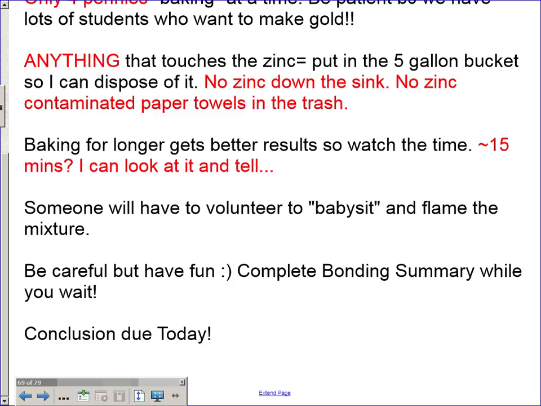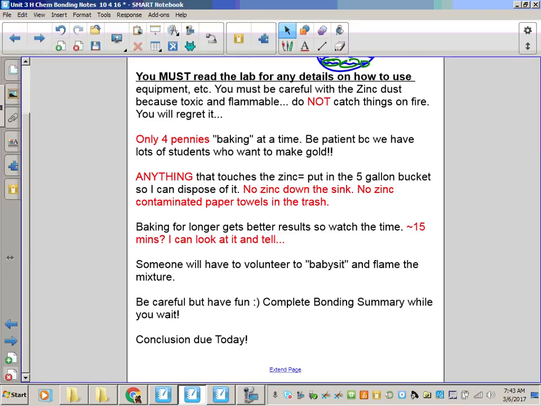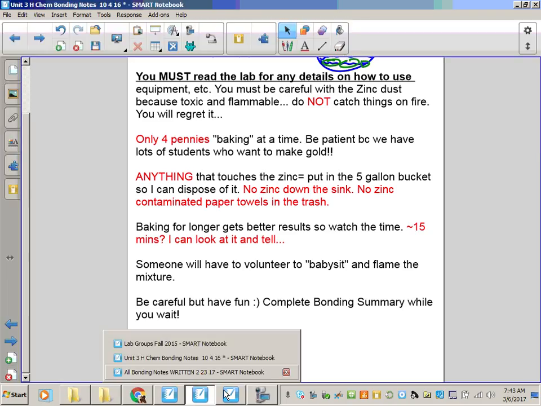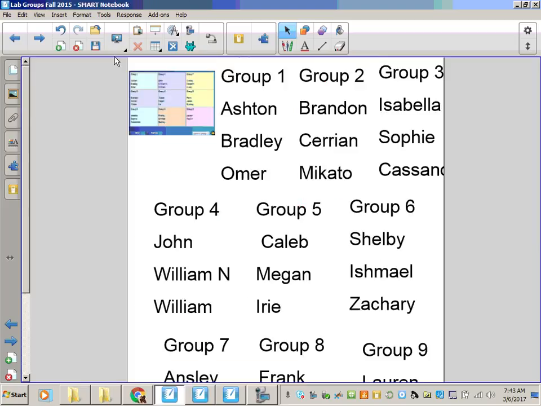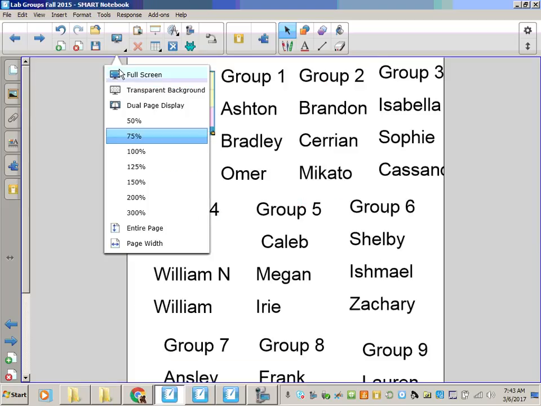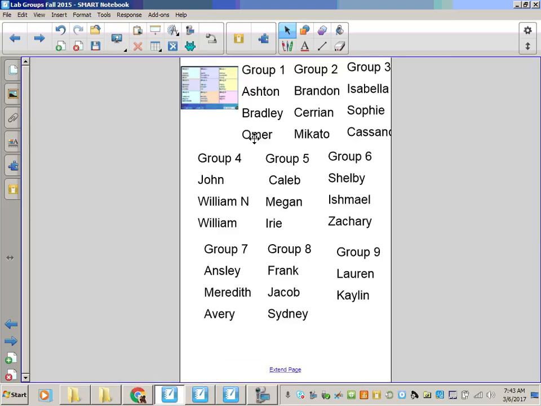So I have made lab groups. I just have a randomizer. You know how I like to keep you mixed up sometimes. So look up. Let me make this a little smaller. Can you guys see your lab groups? I have 26 people in here. Please grab a sheet. Grab one of these sheets.